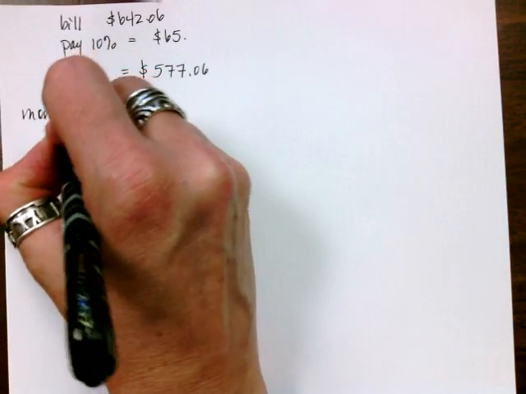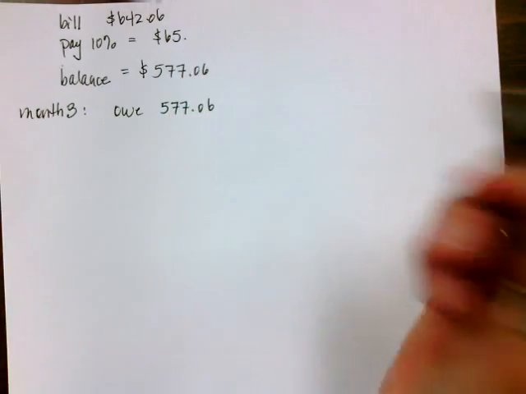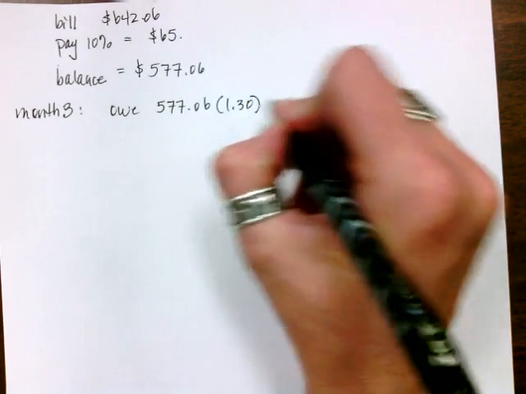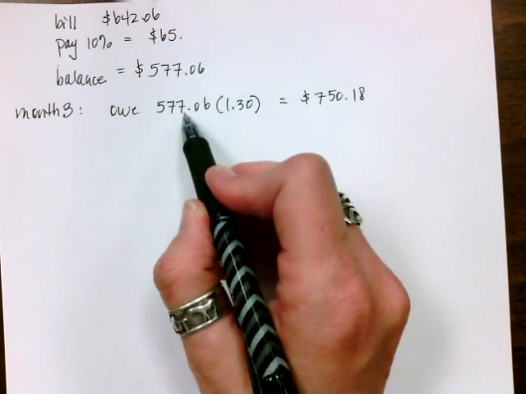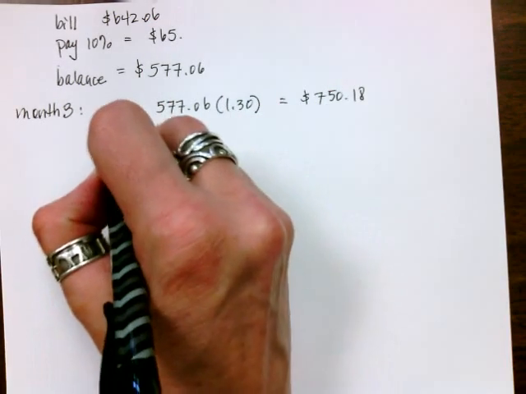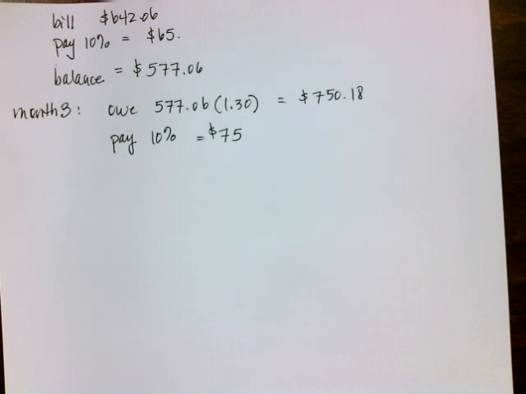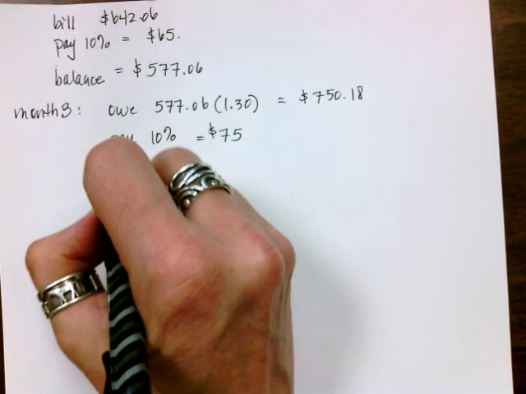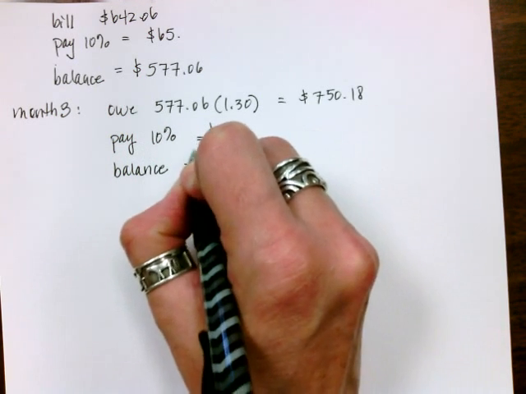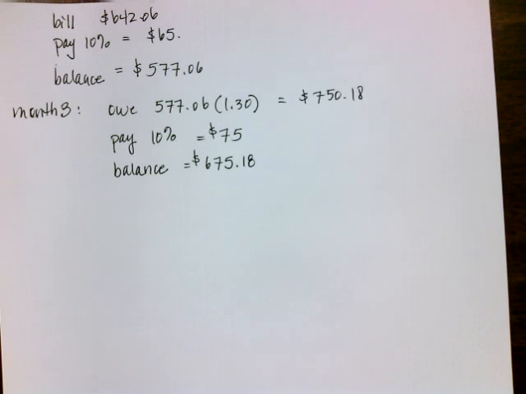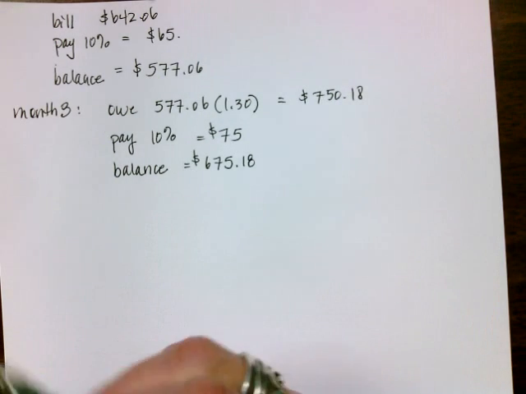So in month 3, I owe the $577.06. I multiply that by my 30% interest rate, and I get $750.18. By including the 1, it adds the 30% of this right back to that initial value. So I'm going to make my minimum payment, which is 10%, and I'm going to pay $75, which is technically a little bit less than 10%. And the balance now at the end of the 3rd month is going to be $675.18. So you can see by making that minimum 10% payment, I'm really not making any headway on how much I owe. The cost actually keeps going up.